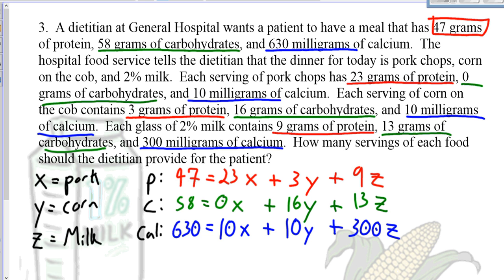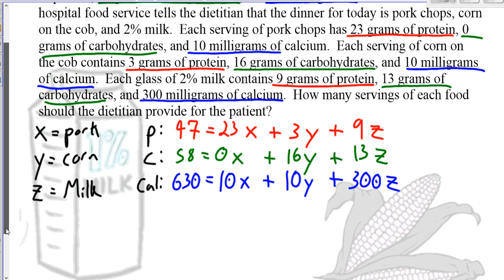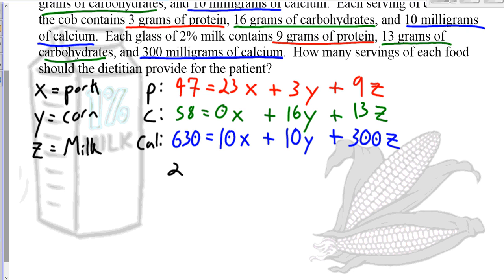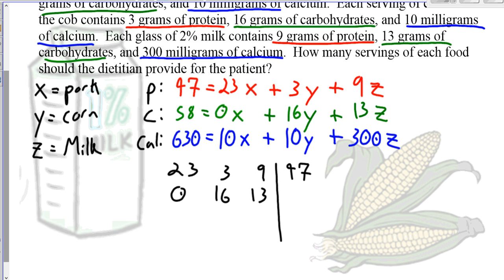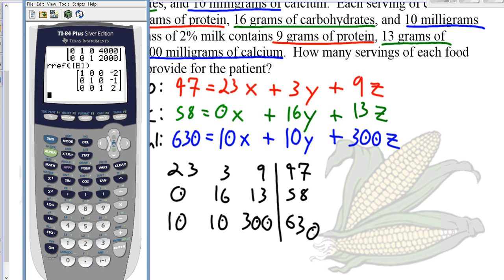So now that I've set up my 3 equations, I'm going to try and write out my augmented matrix. So I'm going to have 23, 3, 9, augmented to 47. I'm going to have 0, 16, 13, 58, and I'm going to have 10, 10, 300, 630. Okay, I'm going to go ahead and pull out my calculator and pause the video here and give you guys a second to type that in.